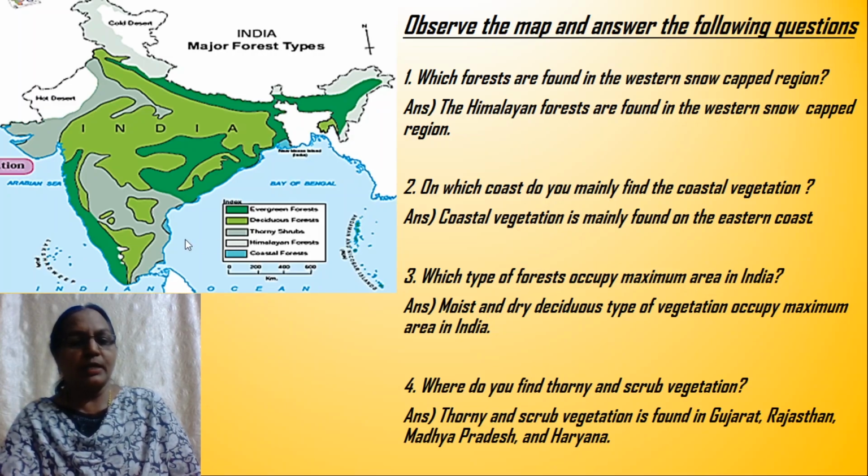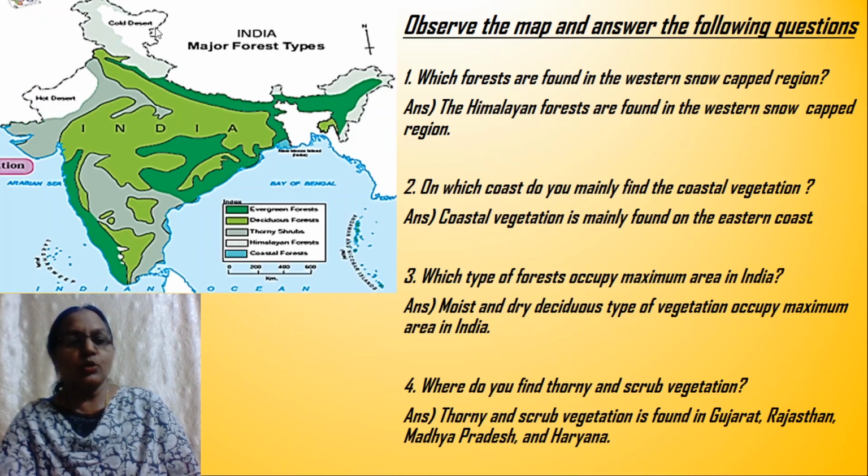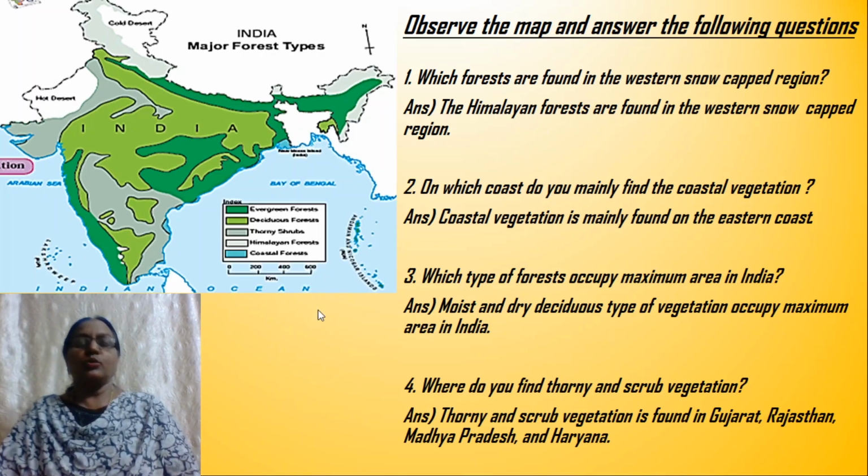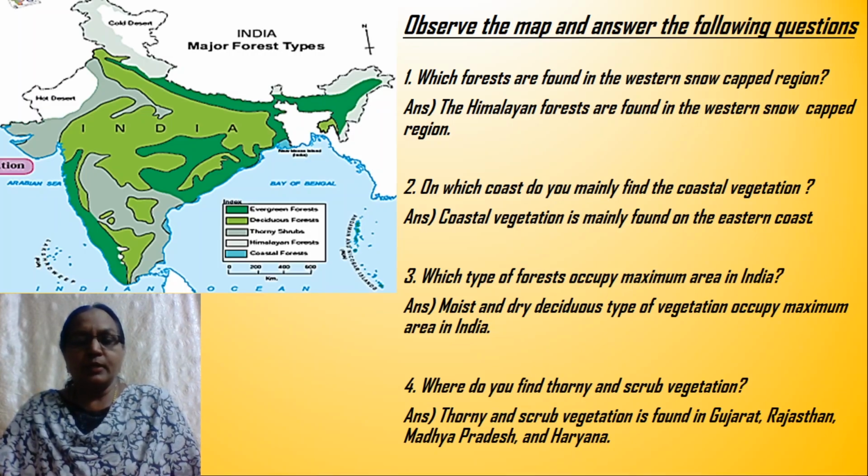Further, we have Himalayan forests. Look at the color of it, you'll be able to locate it easily. You have the Himalayan forests right here in Jammu and Kashmir, and also we have it along the northeastern part of India. Then next we have the coastal forests. Coastal forests are found all along the coastline of India, but we find the majority of these along the eastern part of India. Now just go through the forests of India here.